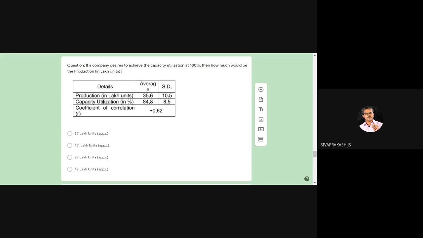Production and capacity. Capacity is 100%, production is half. So X minus X bar is equal to R times standard deviation of X over standard deviation of Y, times Y minus Y bar. So X minus X bar, is X bar given?